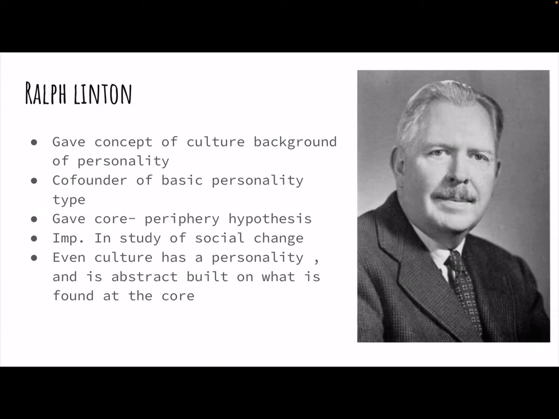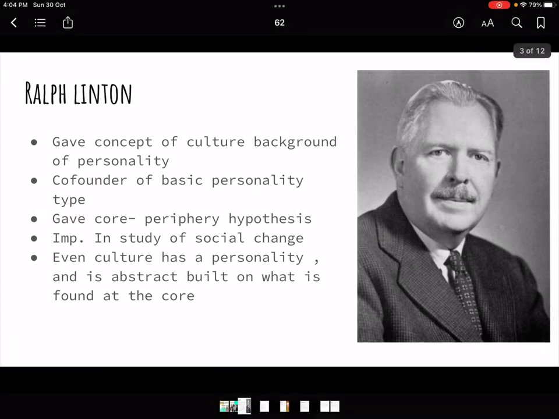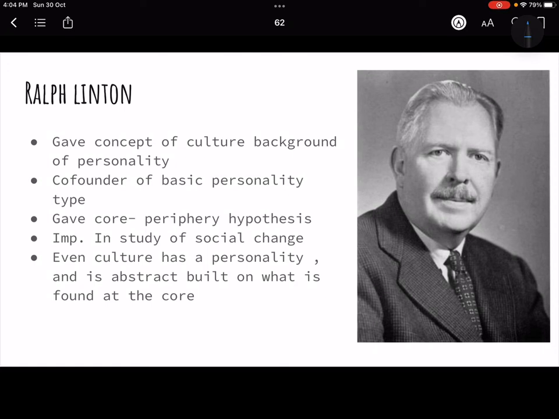So yesterday we had done Abraham Kardiner. One of the co-founders of the basic personality type school, which was given by Kardiner and Ralph Linton. Okay, so he was also one of the co-founders of that. Plus, he also gave the concept of the core periphery hypothesis, which we are going to do today. Right. Just to give you a background of what his theory was all about.